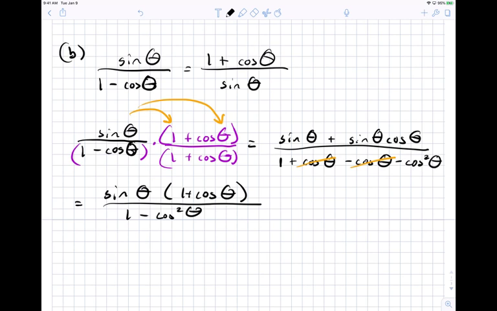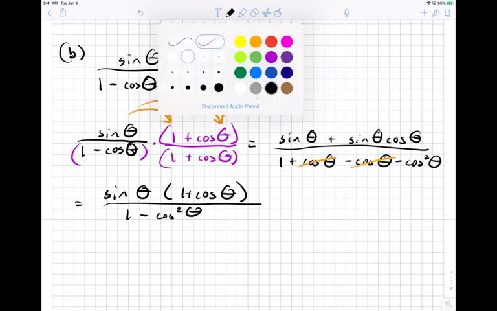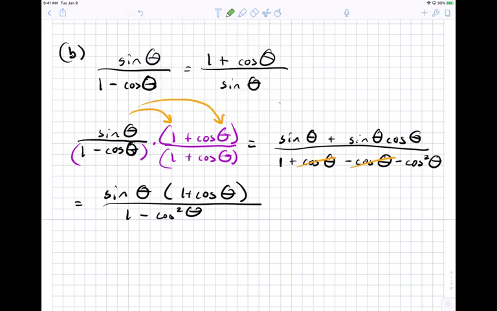So what was the first trig identity that we talked about? What's the Pythagorean identity? Sine squared plus... So we said that sine squared theta plus cosine squared theta equals 1, right? So now can you tell me what is 1 minus cosine squared? So 1 minus cosine squared is sine squared.